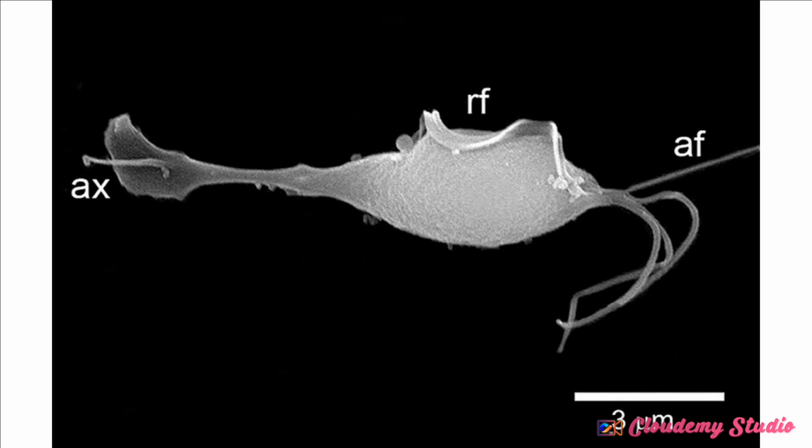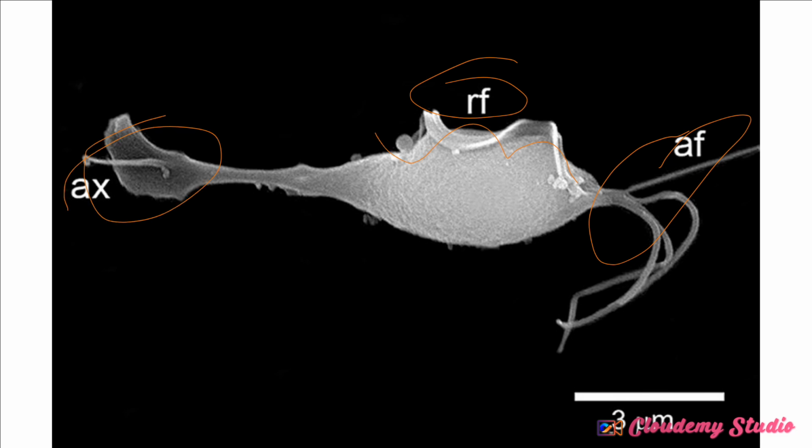So this AF means anterior flagella. This is the anterior flagella. This RF means recurrent flagella, which forms the what? Which forms the undulating membrane. This AX means axostyle. Remember, we use the axostyle for what? They use the axostyle for attachment as well as tissue damage.